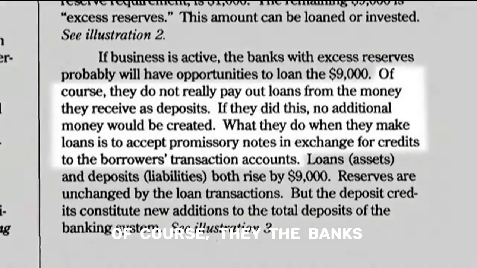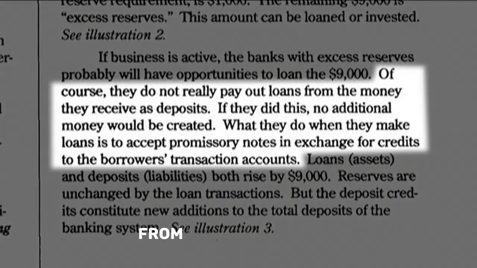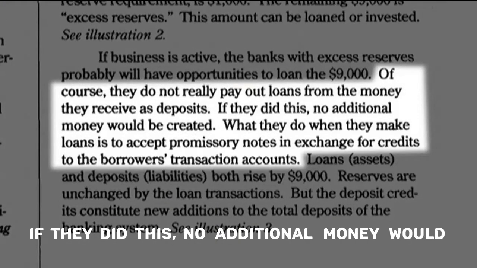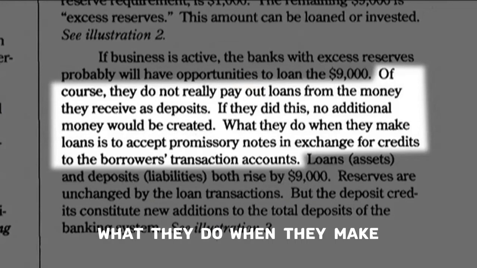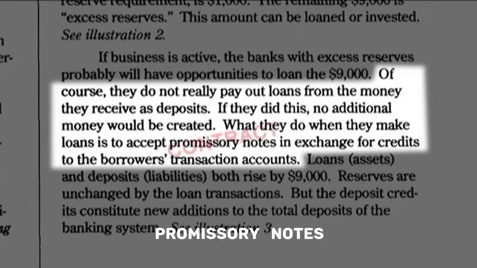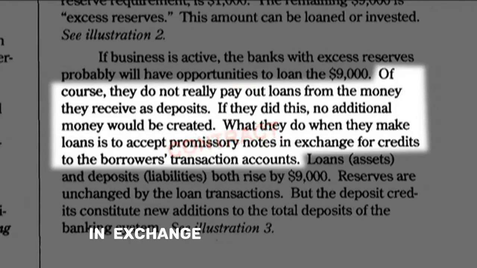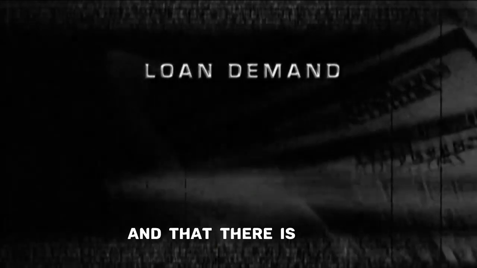As stated in Modern Money Mechanics, "Of course they, the banks, do not really pay out loans from the money they receive as deposits. If they did this, no additional money would be created. What they do when they make loans is to accept promissory notes, loan contracts, in exchange for credits, money, to the borrower's transaction accounts." In other words, the $9 billion can be created out of nothing simply because there is a demand for such a loan and that there is a $10 billion deposit to satisfy the reserve requirements.